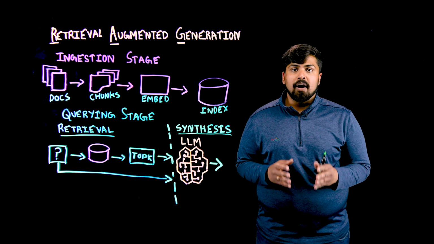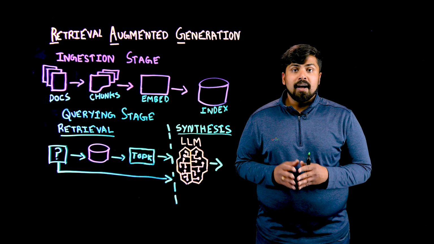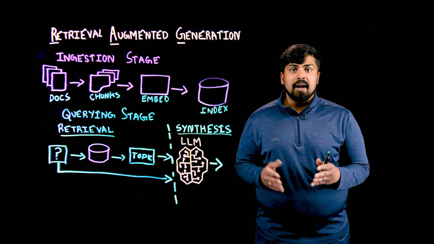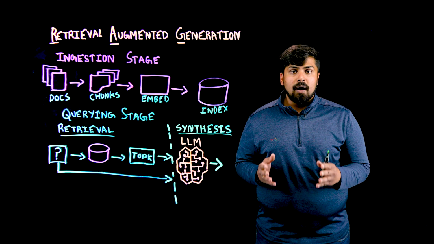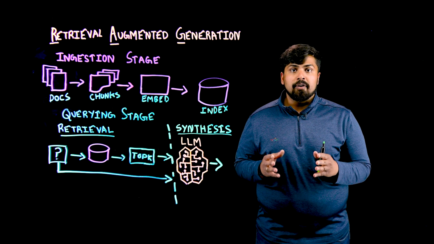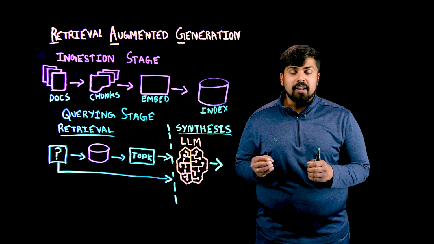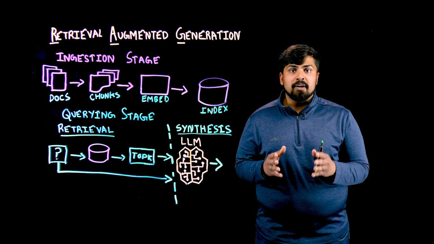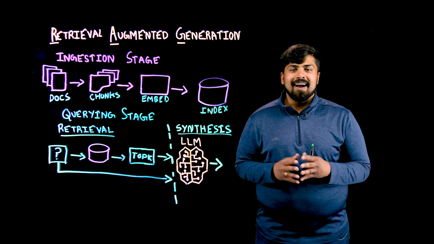Large language models are inherently limited in that they have a knowledge cutoff date. This is the date up until which the LLM is trained, and beyond that date, it doesn't have access to real-time information. On top of that, most LLMs are trained on a chunk of the internet, and so they have access to a breadth of information, but they don't have access to specific enterprise data that you need for your use cases. That's where RAG comes in.